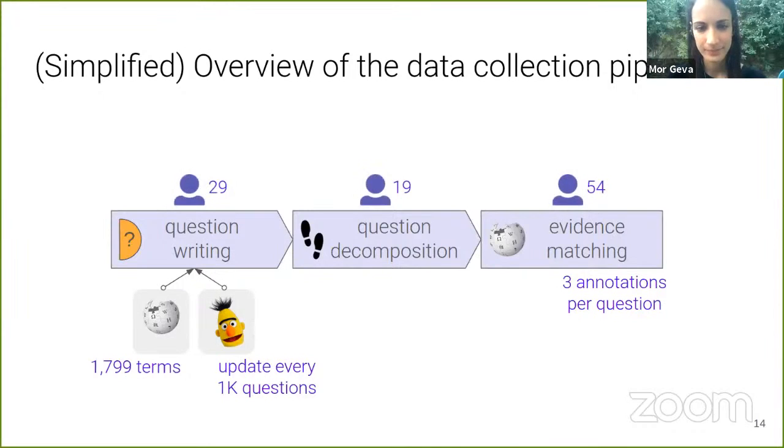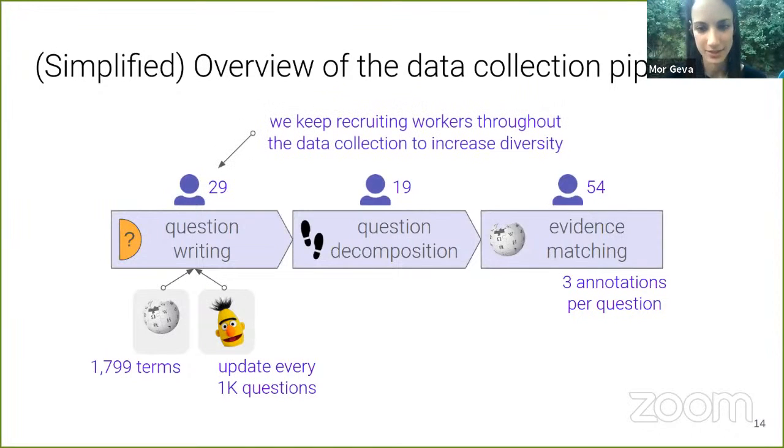Another important method we are applying is that we keep recruiting workers throughout the entire data collection. This is in contrast to what people usually do, that they recruit a few good workers and let them write hundreds or thousands of questions. We always keep recruiting more workers to increase diversity.